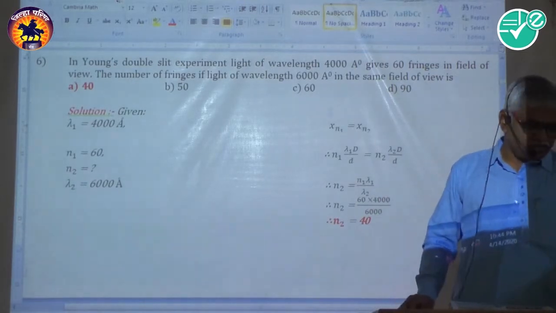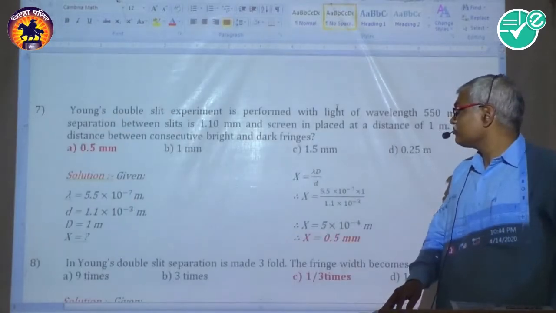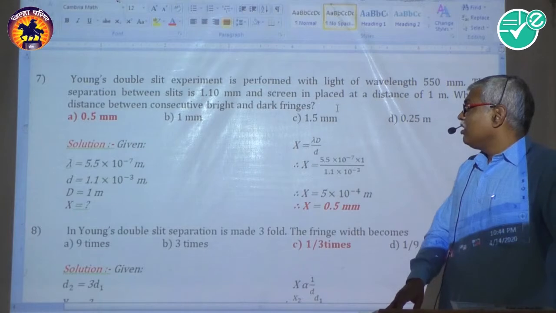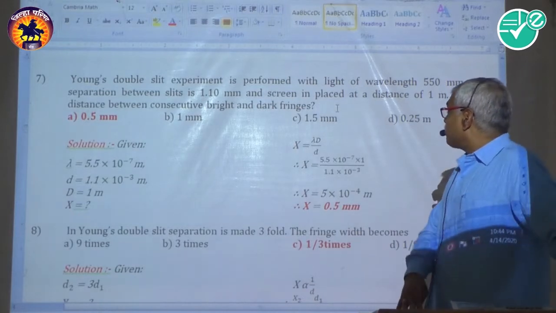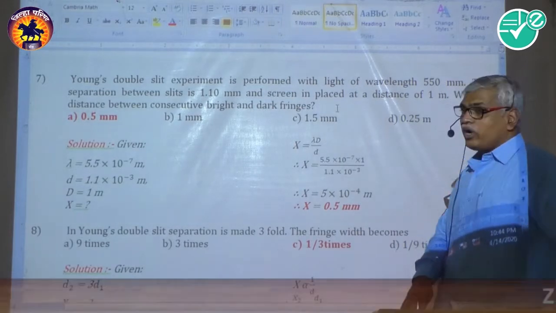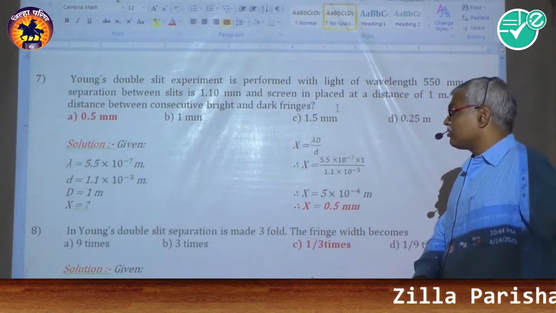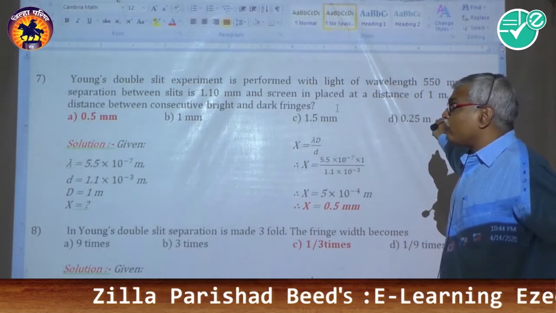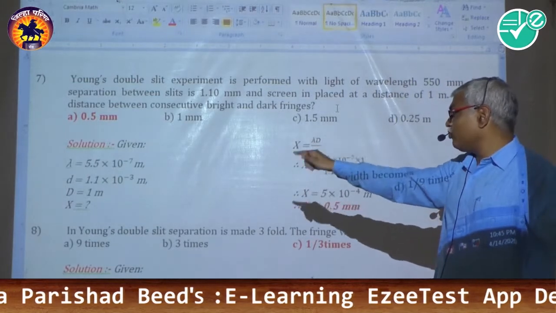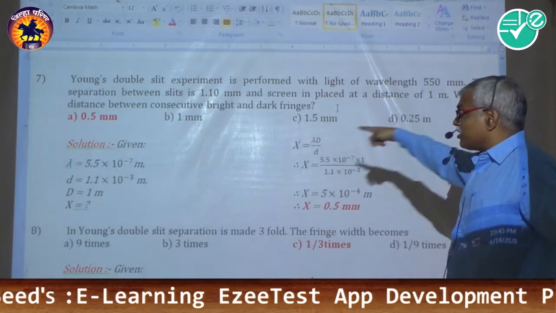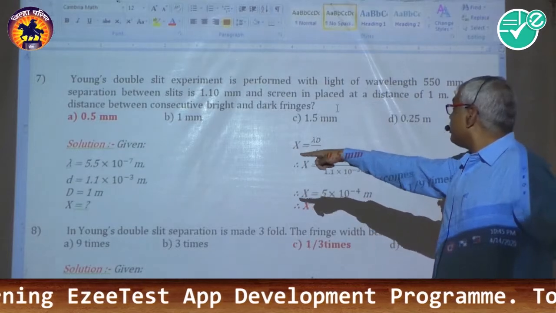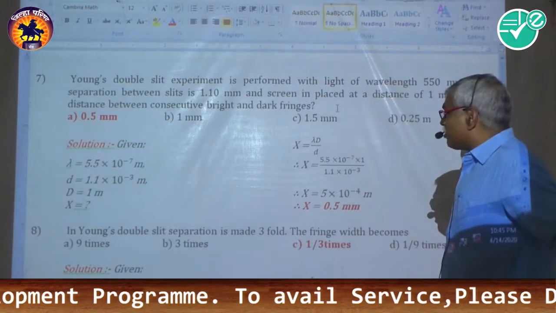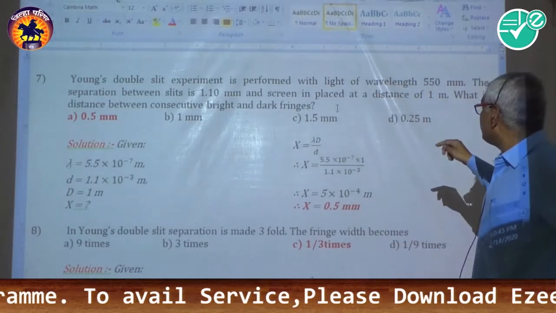Question number 7. Young's double slit experiment is performed with light of wavelength 550 millimeter. 550 millimeter is the data of wavelength. Therefore, I have written conversion as 550 into 10 to the power minus 3, that is 5.5 into 10 to the power minus 7.